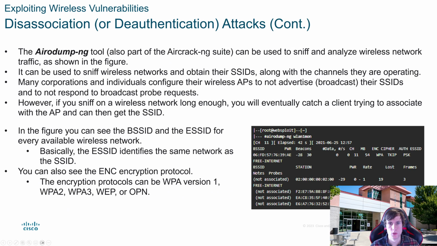So the Airodump-ng tool, also part, as I mentioned, of the Aircrack-ng suite, can be used to sniff and analyze network traffic. So you can go ahead and watch the association process, the probes, which are looking for that SSID. And then, of course, you're providing your fake SSID or your evil twin SSID. So you use it to sniff the network IDs, figure out which SSIDs, even if they're hidden, right? If they're not publicly listed, you can still grab them using this tool. And then eventually catch a client trying to associate with the AP, and then you can get the SSID, right? So now you have it. You can start creating your evil twin.